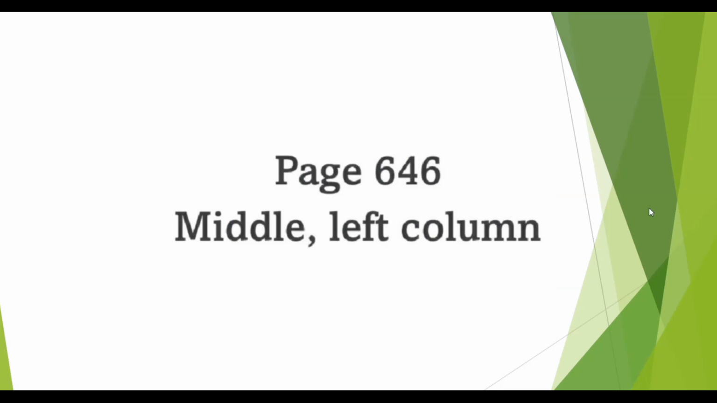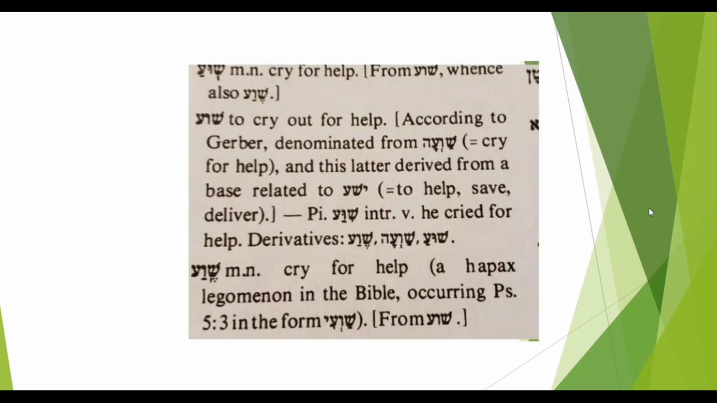So if you look at page 646 in the dictionary and go to the middle of the left column, this word is defined, Shin Wa Ayin: to cry out for help, to help, save, deliver. He cried for help, and it's used in Psalms 5 verse 3. And often I'll look at the usage in the Bible from the dictionary, or you can do it the other way, look at the dictionary from a word you're studying in the Bible, in the scriptures. So it's a very, very useful tool.